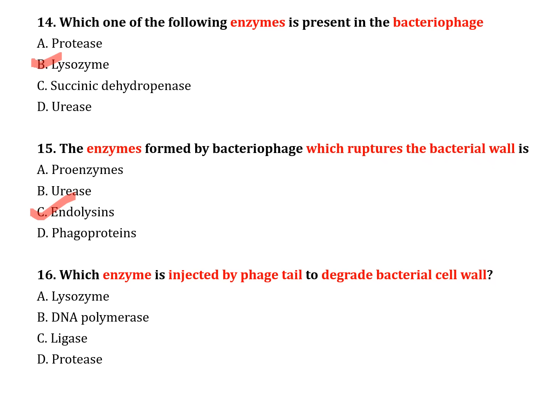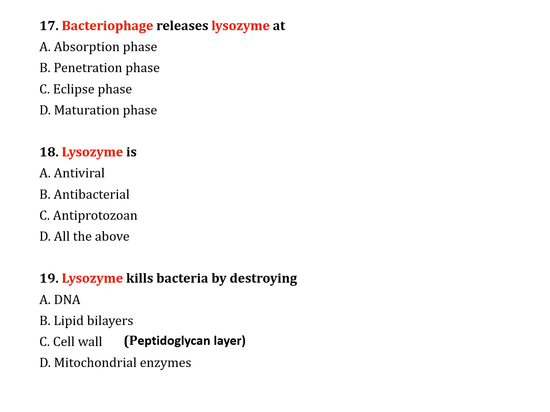Which enzyme is injected by phage tail to degrade bacterial cell wall? Option A, lysozyme. Option B, DNA polymerase. Option C, ligase. Option D, protease. Correct answer is option A, lysozyme. The next question, number 17.